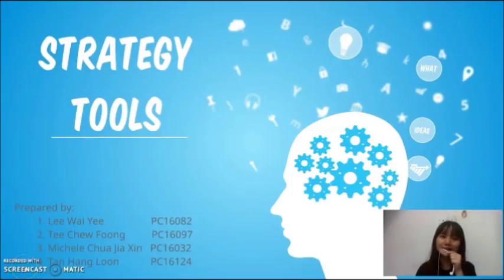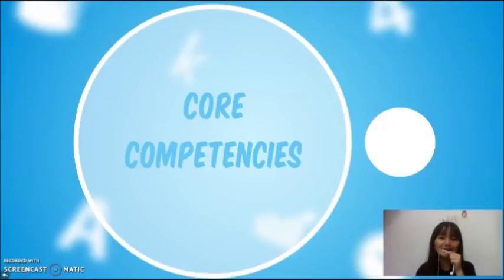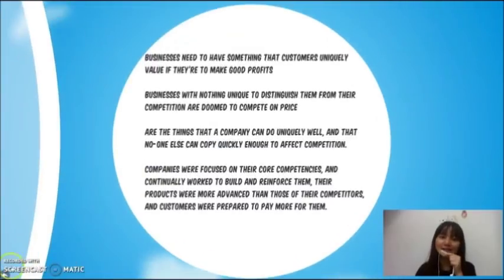Hi everyone, now I will continue with another strategy tool which is core competency. The first thing to understand about core competency is that businesses need to have something that gives customers unique value if they are to make a good profit. Businesses with nothing unique to distinguish them from their competition are doomed to compete on price. Core competencies are the things that a company can do uniquely well and that no one else can copy quickly enough to affect the competition.